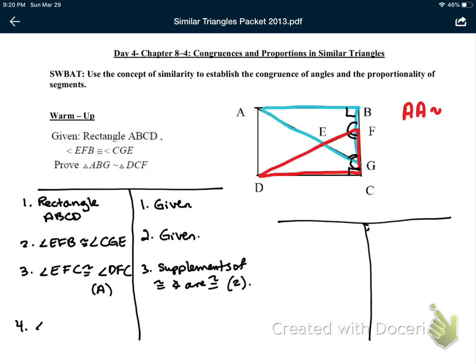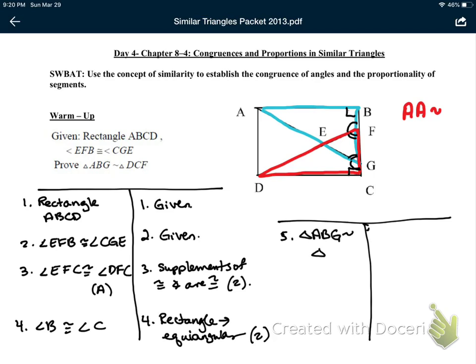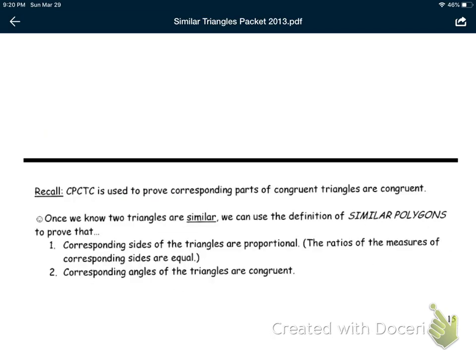Okay, and then we can say angle B is congruent to angle C if rectangle, it's equiangular, or you can say if rectangle then they're right angles and right angles are congruent. That'll work too. And then triangle ABG is similar to triangle DCF by AA similarity on 3 and 4. Okay, simple.